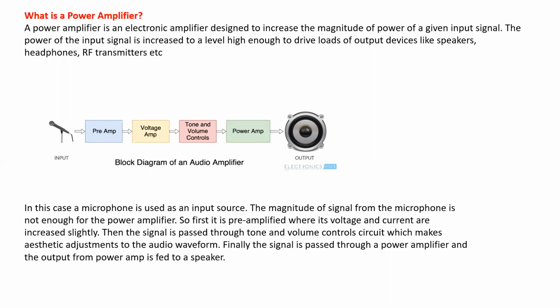Now, in this particular block diagram, the blocks are: input, which we have to consider as a mic, then preamplifier, after that voltage amplifier, then tone and volume controls, and the last stage before the load is the power amplifier, and the output we can say in the form of a speaker. In short, in a large signal amplifier, the microphone is used as the input device, and finally, the output is nothing but your amplifiers.